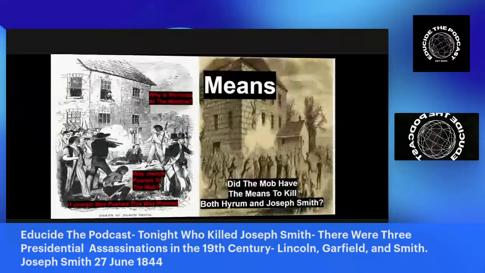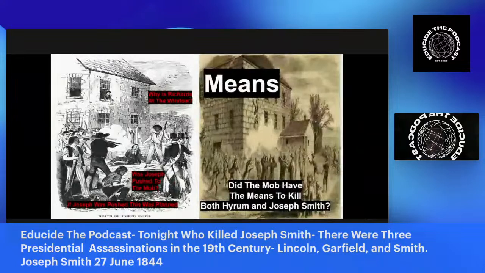Here we see a picture of Willard Richards looking out the window after he had thrown Joseph Smith head first out of it. Why is Richards at the window? Why is no one shooting at him? Why was Joseph pushed to the mob? If Joseph was pushed, then this was planned. Means. Did the mob have the means to kill both Hiram and Joseph Smith? This is the question.